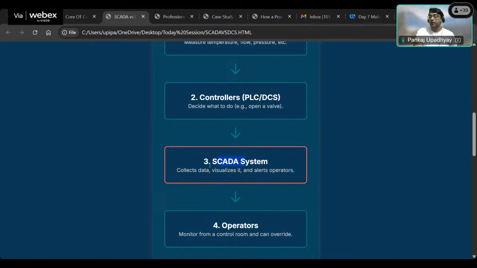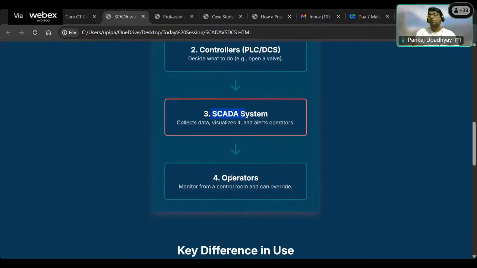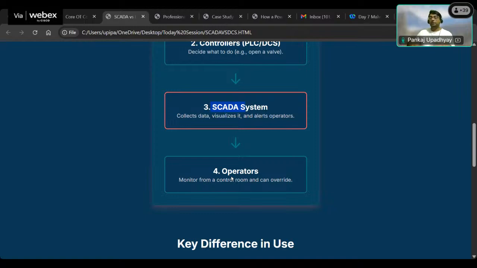We have a SCADA system that collects the data from the PLCs, and it gives us the visualization of the complete plant and the processes. It will also notify the operator, those who are in charge of the plant, if some kind of malfunction is happening, and based on that, the operator will take action. So the operator is the person who is basically managing it from the control rooms.